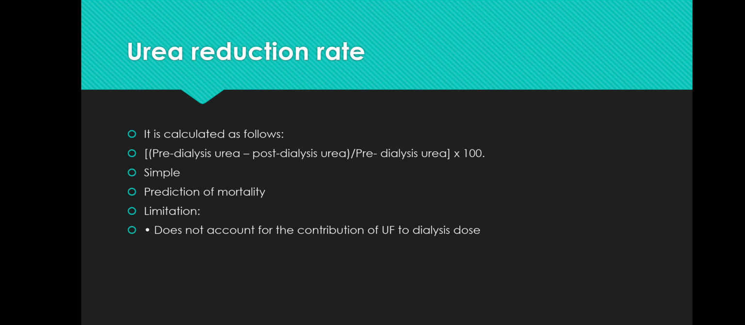Next, urea reduction rate is calculated as follows: pre-dialysis urea minus post-dialysis urea, divided by pre-dialysis urea, times 100. This is a measurement used in hemodialysis patients, and it is a simple predictor of mortality. The limitation of urea reduction rate is that it does not account for the contribution of ultrafiltration to the dialysis dose.